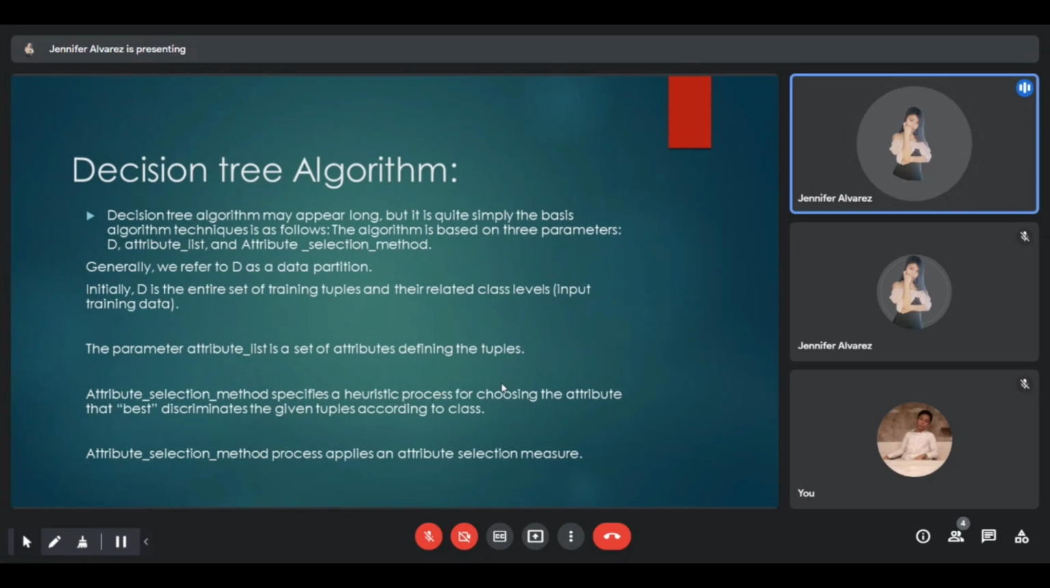Then the parameter attribute list is a set of attributes defining the tuples. So, yung parameter attribute naman, dinedefine niya yung D parameters. Attribute selection method specifies a heuristic process for choosing the attribute that best discriminates the given tuples according to class. So, attribute selection method process applies an attribute selection measure.